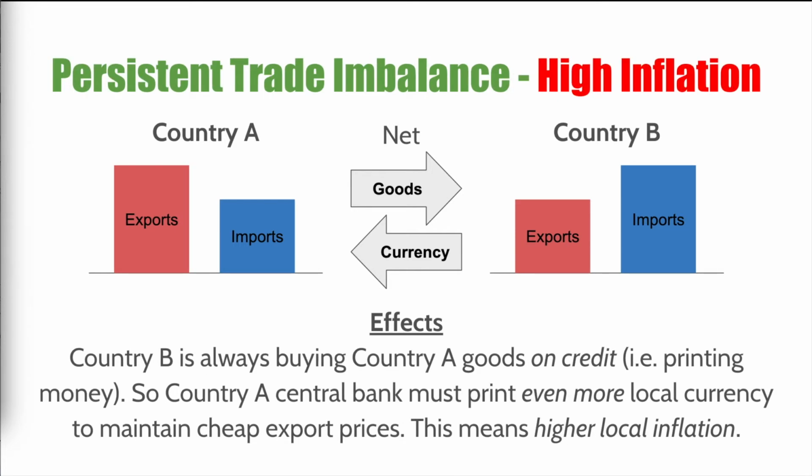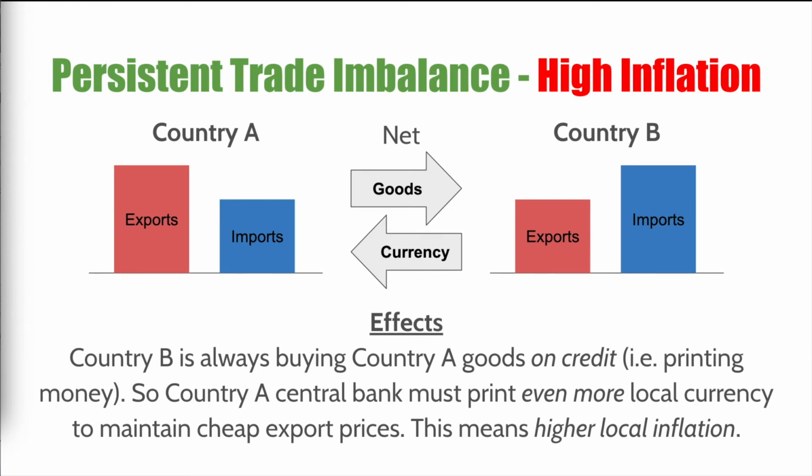Where you get really high inflation then is when country B is a country like the United States. So the United States runs a trade deficit. They're always importing more than they're exporting with most of their trading partners. That means they're pushing US dollars out abroad to other countries. Then those other countries are having to print more and more goods. And what the US often does is buy on credit. So they're printing a lot of dollars. Those dollars are ending up abroad. And then that's forcing central banks abroad to print more of their local currency.